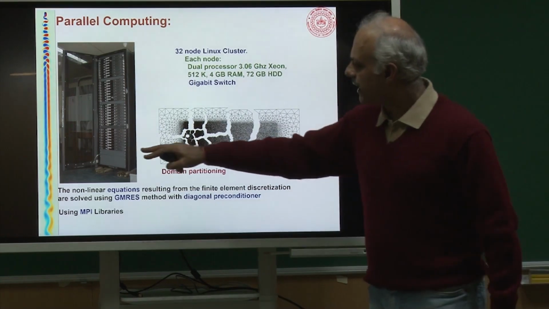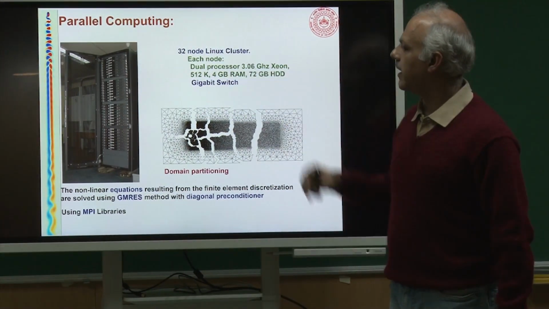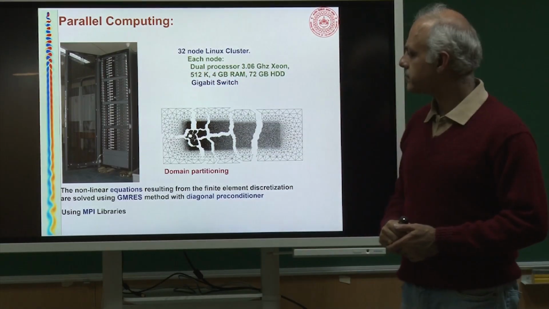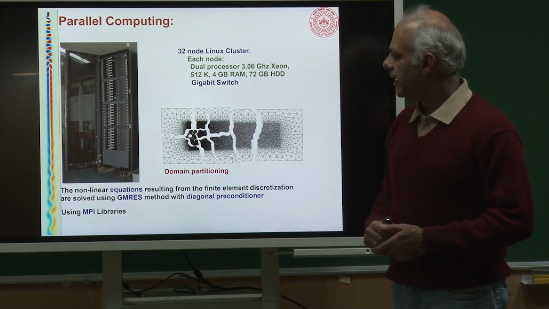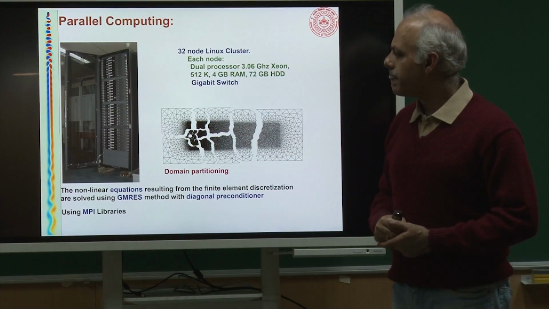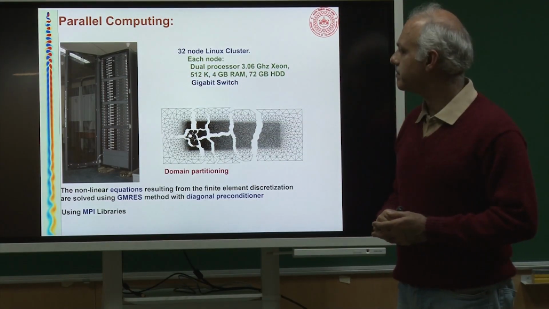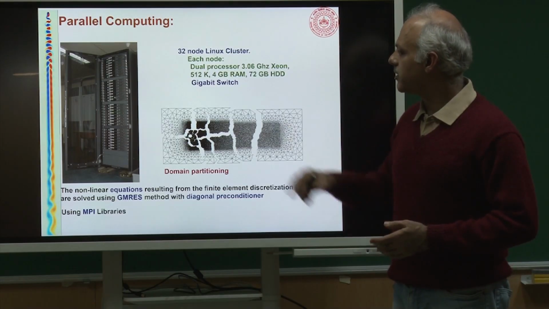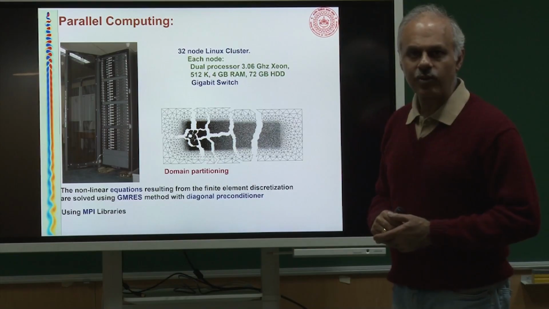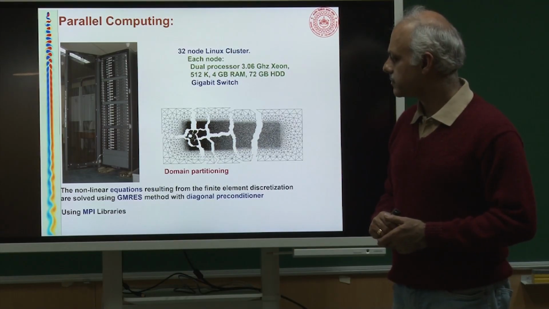So, the idea is that in one cabinet you have 32 nodes. So, each one of them is a computer, a node in a rack, and then there are a lot of cables behind the rack, and all these are connected in a certain topology. At that time this was state of the art, a gigabit switch, but now of course this is outdated, you would have much faster communication between the nodes.